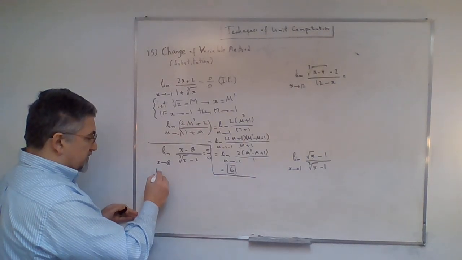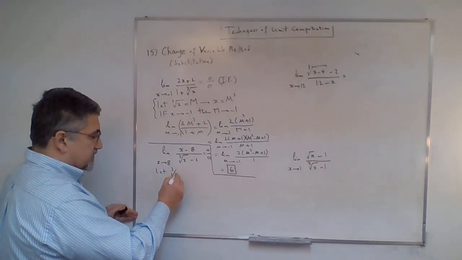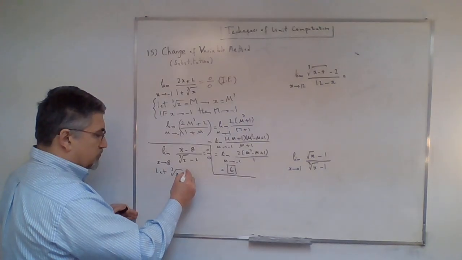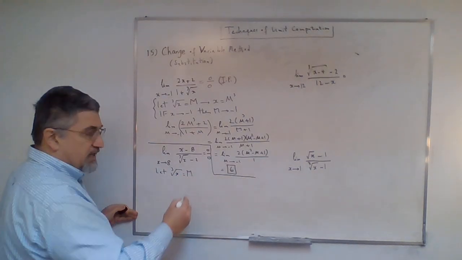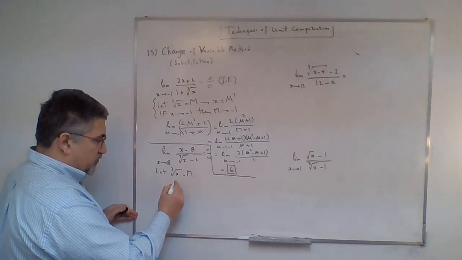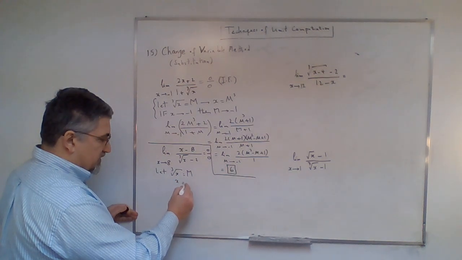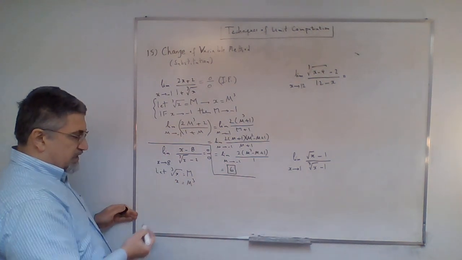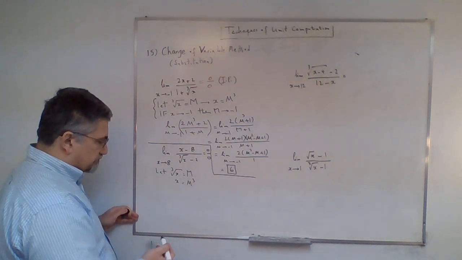So I'm going to let the cube root of x equal m again. And then I'm going to raise both sides to the exponent of 3. This means that x is actually m cubed. Same type of exercise, basically.